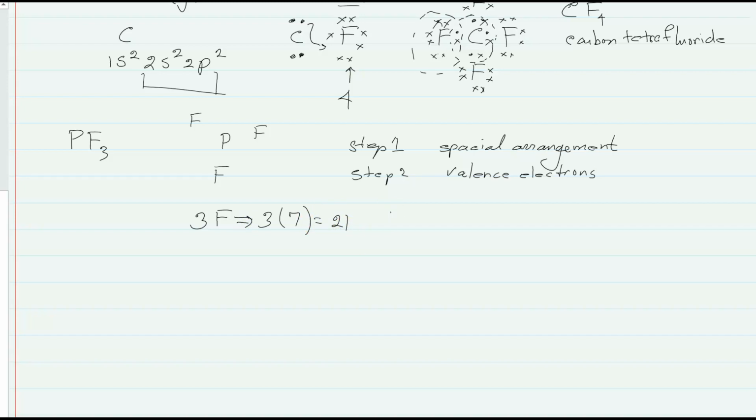What about the phosphorus? Well, phosphorus is in the same group as nitrogen, and so the valence electrons that we're going to consider for the phosphorus are 5. So we have 5 valence electrons for the phosphorus, and we only have one set of those 5. So that's going to give us a total of 5 electrons here. It gives us a total of 26 electrons.